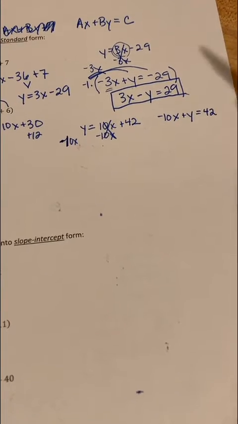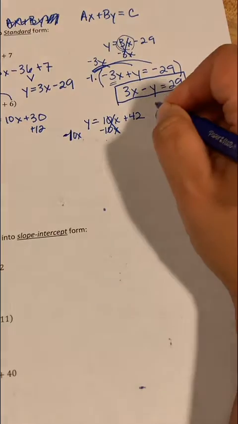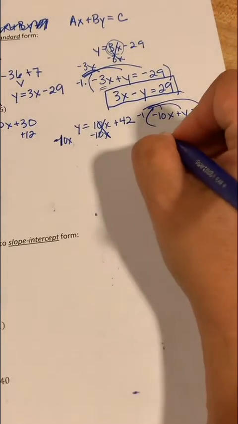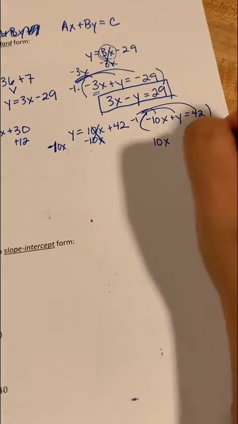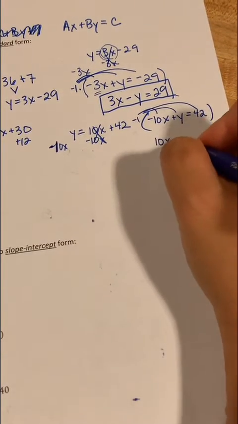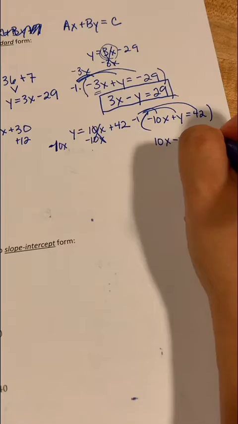Okay, and above, I wanted to get rid of the negative here. So if I want to get rid of the negative, same thing, I just multiply by negative 1. Okay, so to get positive 10x, instead of positive y, I get minus y, and I get minus 42.